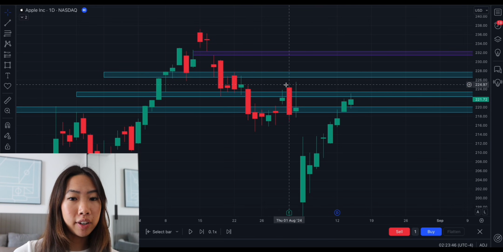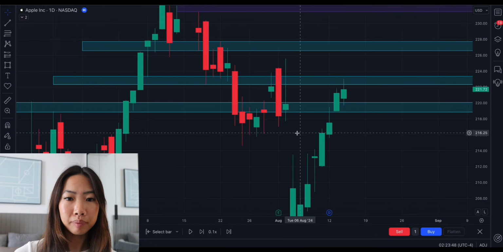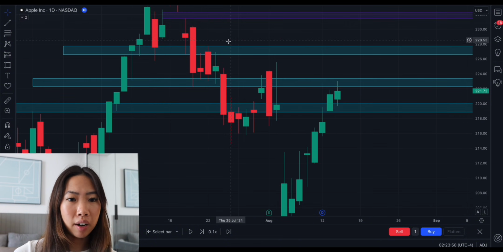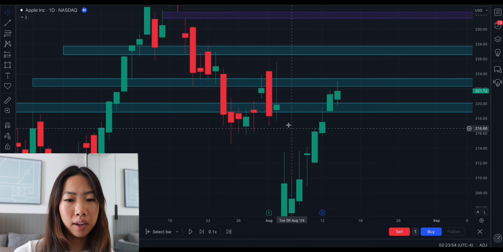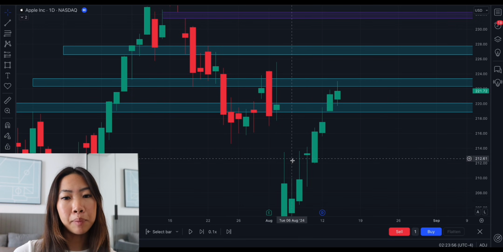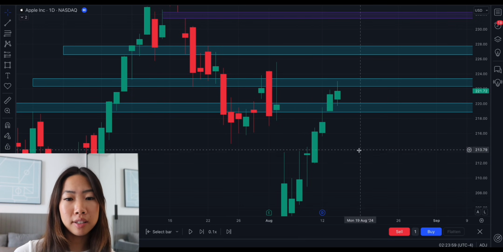So color coding everything has been very helpful. Then, looking at other gaps, there aren't any more gaps. There was a previous gap here. You could see this empty space, but this gap got filled, so it's no longer of relevance.